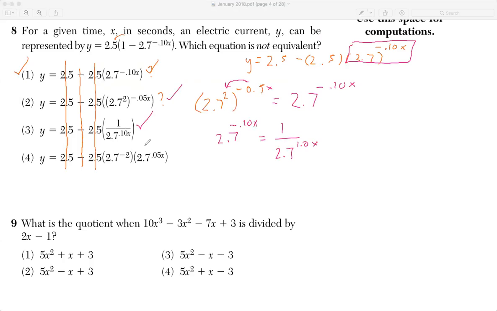This over here can't be the same, but what you would do is add the exponents, because they're multiplying these two together. So this would be 2.7 to the negative 2 plus 0.05x, which is 2.7 to the negative 1.5x. Negative 1.5 is not the same as this, so our answer, which one is not correct, is number 4. This is exponent laws, stuff that we did in the first couple weeks of school.